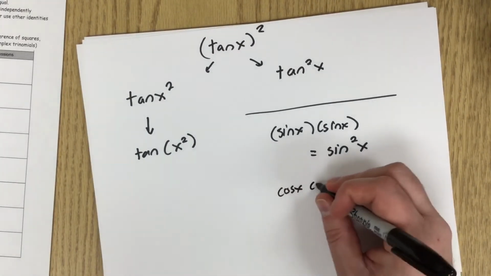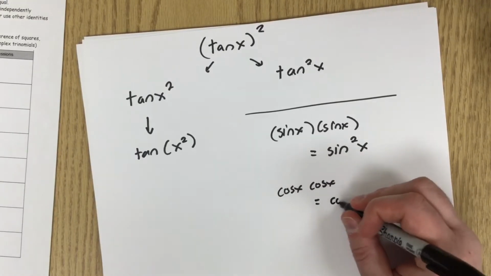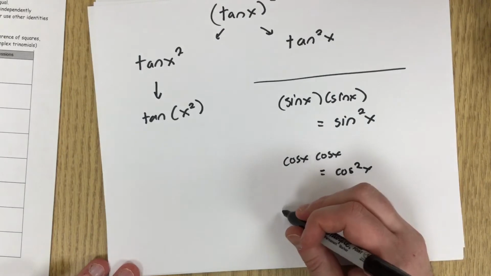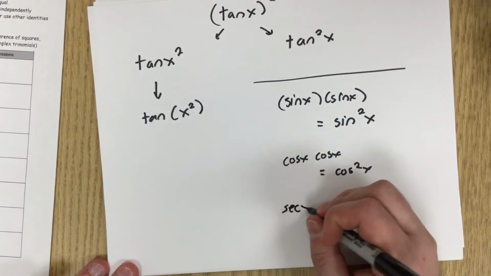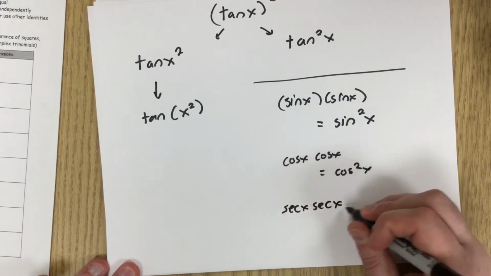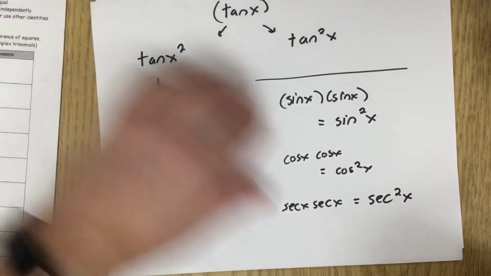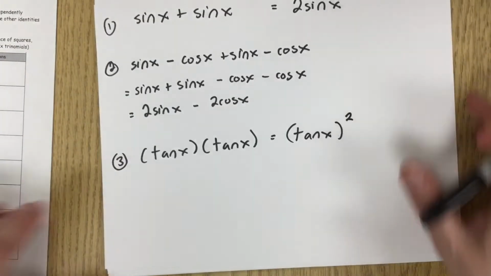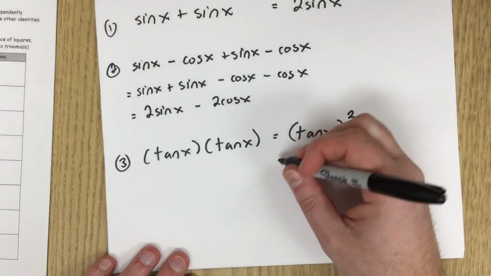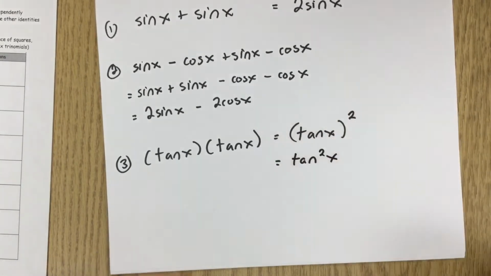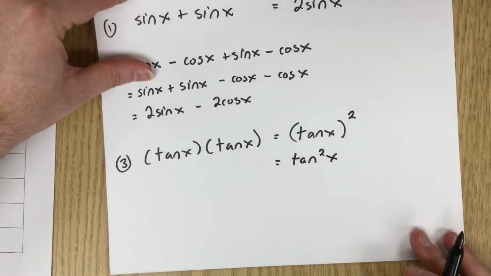Cos x times cos x is cos squared x. And even for the reciprocal functions, secant x times secant x is secant squared x. Okay, so tan x times tan x is tan x squared, which we're going to write as tan squared of x.